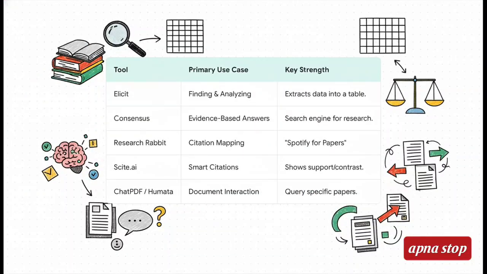So let's say you need to pull key data out of a bunch of PDFs and put it in a nice, neat table. You're going to want to use Elicit. What if you want answers that are only based on peer-reviewed science? That's what Consensus is for. And to see if a paper has been supported or maybe even challenged by later research, you've got Cite.ai. And for that awesome talking to your documents trick, tools like ChatPDF or Humata are what you need.